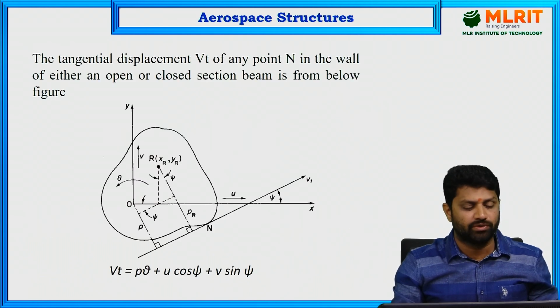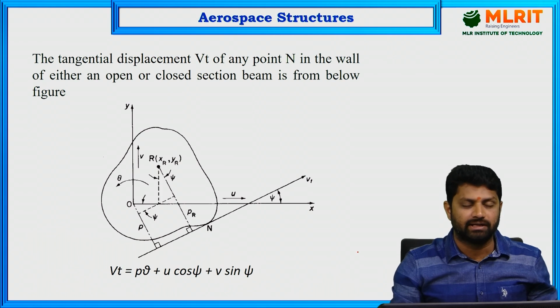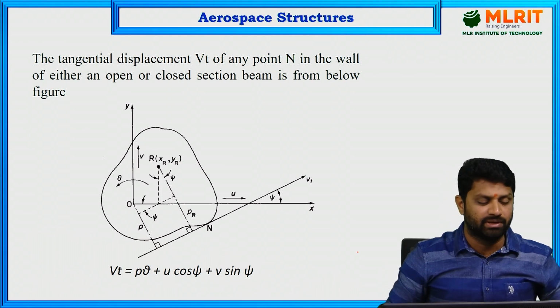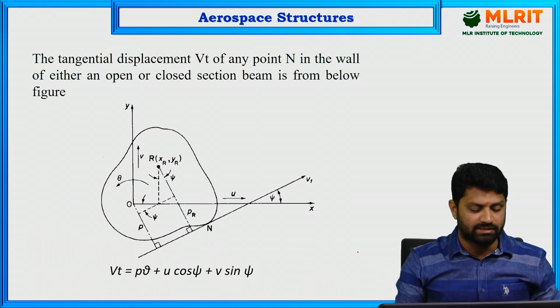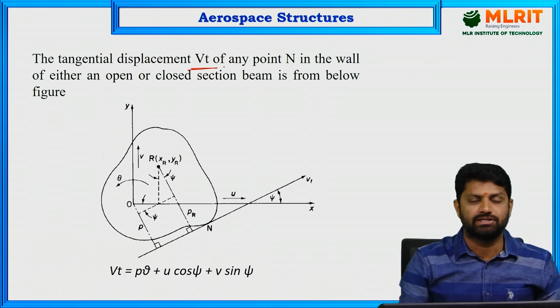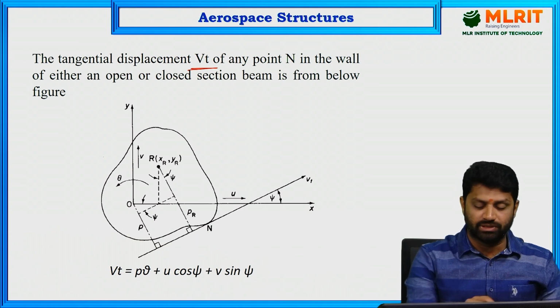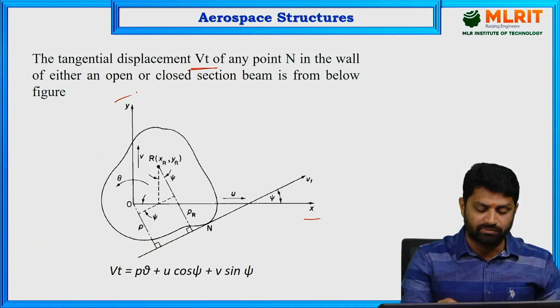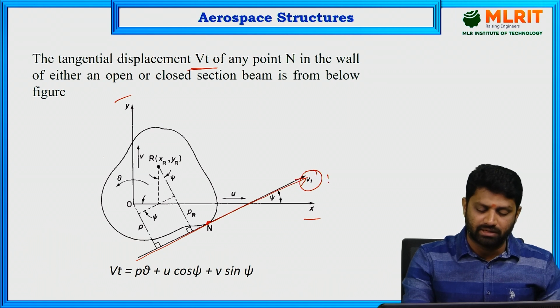And next, what we are doing here is the tangential displacement. Now if you consider any arbitrary section and try to extend it for a general category, like it may be an open or closed section beam, the tangential displacement Vt of any point n in the wall is given below. Now we are trying to establish the relationship for tangential displacement Vt. For this we consider one arbitrary cross section, which is shown here, with an xy axis system, and Vt is the tangential displacement at point n. At this point n you draw one tangent, and you call it Vt.